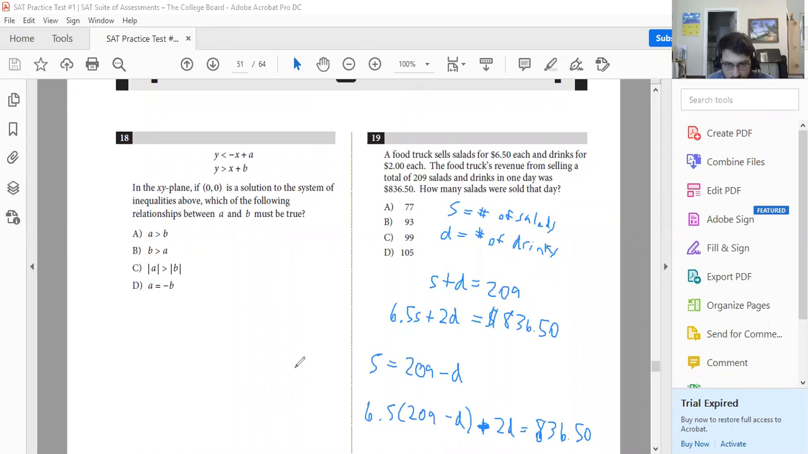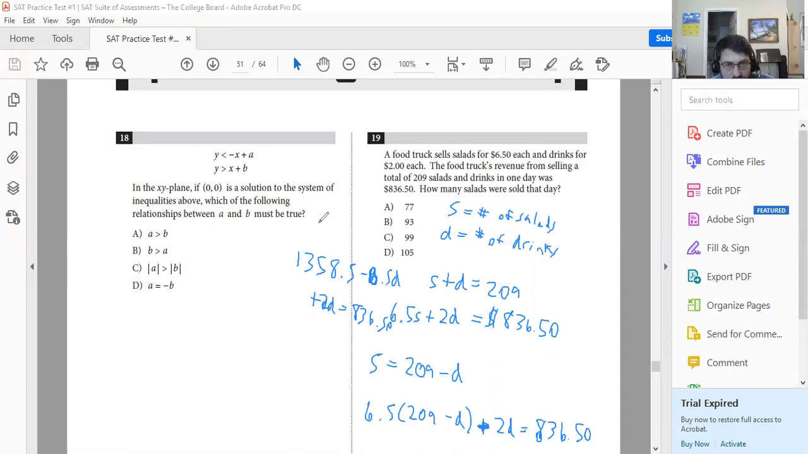Let's write that over here. 1358.5 minus 6.5 D plus 2D equals 836.5. And I was just realizing I probably should have solved for, eliminated D, and that would get you straight to S, but we'll just continue working this.